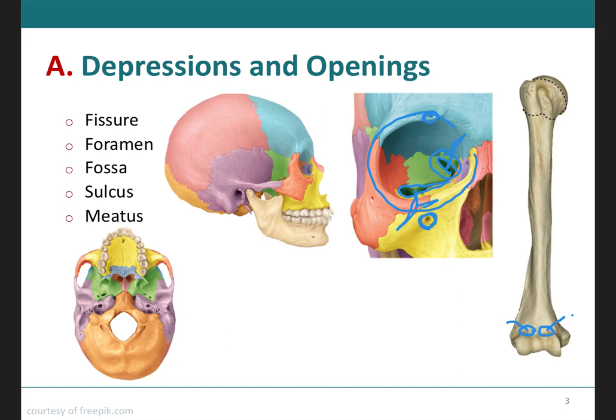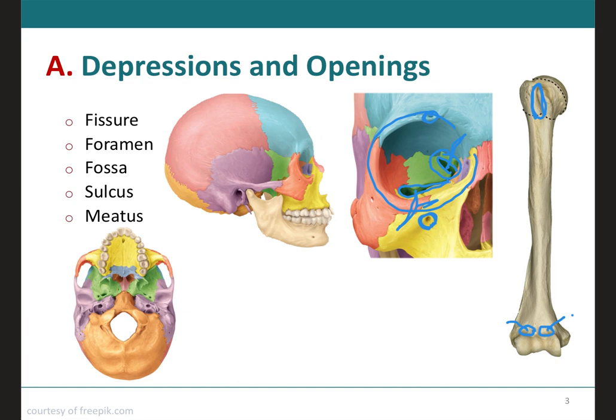Next, we have the sulcus, which will be defined by this long, narrow trench or passageway. It can also be called a groove, and this will accommodate blood vessels and nerves and tendons as well. An example is the intertubercular fossa, which is this opening right over here between these two other bone features. And this opening is called the intertubercular groove, which can also be called the bicipital groove or bicipital sulcus.